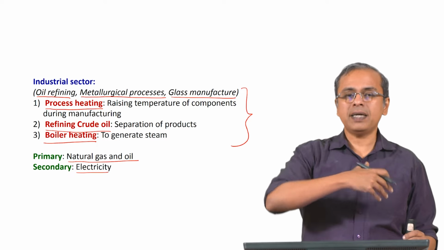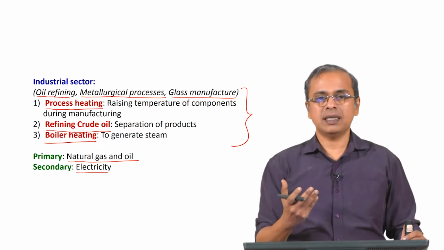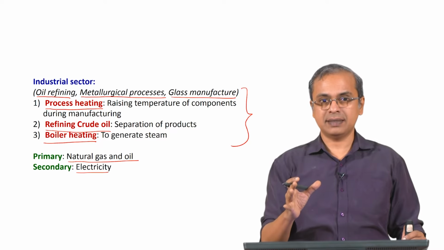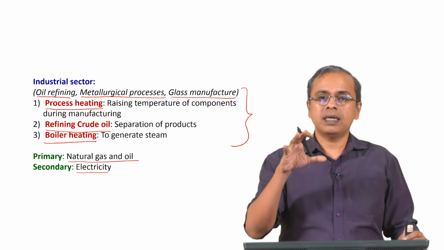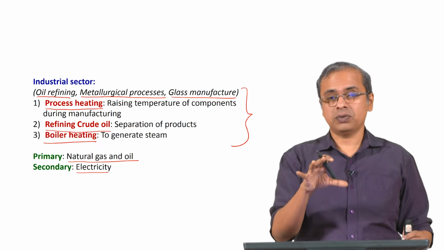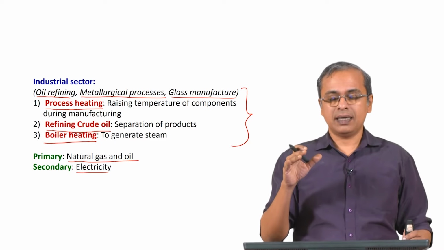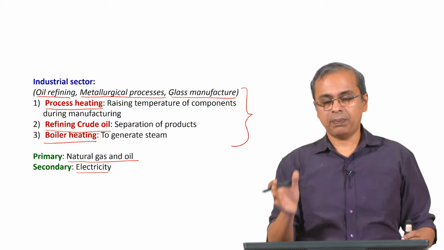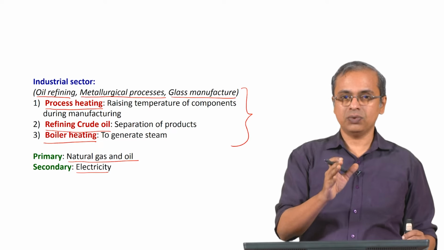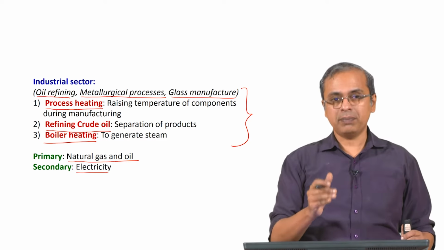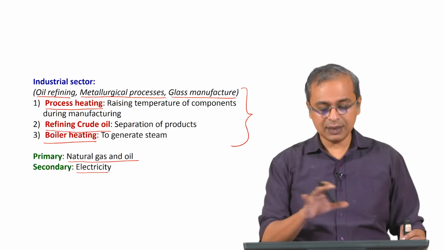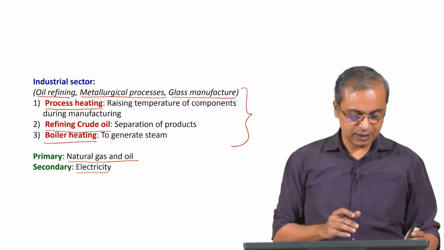But still, a typical industrial plant does use electricity for a variety of applications within the plant, and there is a lot of machinery that runs off electricity. So electricity is definitely used in the industry, but it is secondary, it is not the primary way in which energy is used. The primary source is natural gas or oil. Okay, so these are some details associated with the industrial sector.